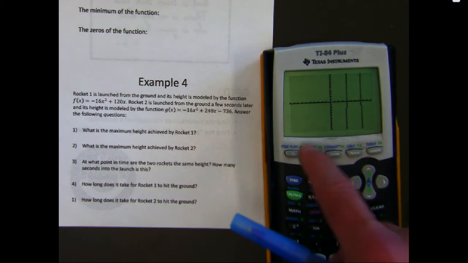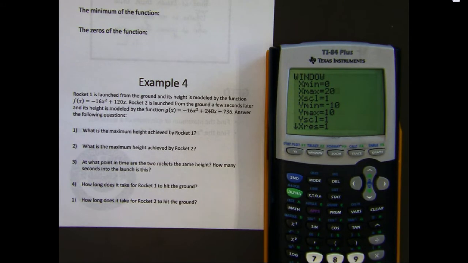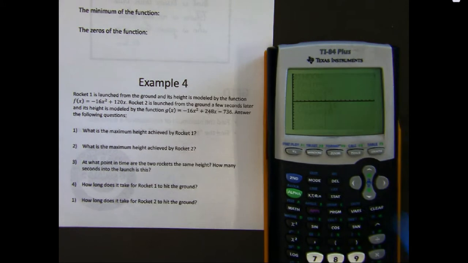So let's go to our window. Let's do our x min of 0 because again, we don't really care about negative time. Let's do an x max of 20. That should be more than enough. So if we graph that, we might be able to see a little bit more, but we're going to figure out we're going to need to do even more adjusting to our window.